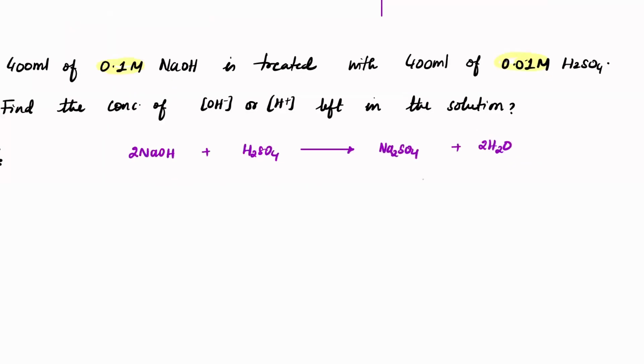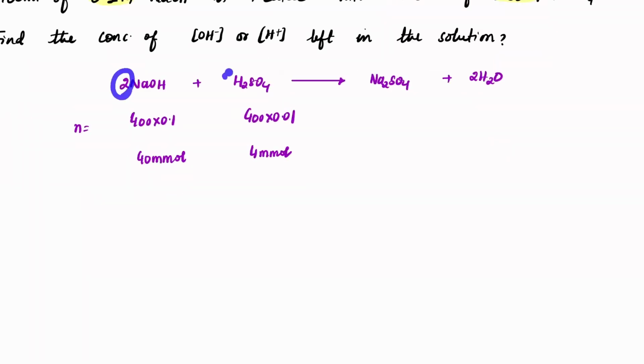Okay. So now if you find the number of moles, it will be 400 cross 0.1 and this is 400 cross 0.01. That makes it 40 millimoles, while here it becomes only 4 millimoles. So 2 moles require 1 mole, 40 requires 20. But only 4 is given. That clearly tells us that this is the limiting reagent. This is the excess reagent.